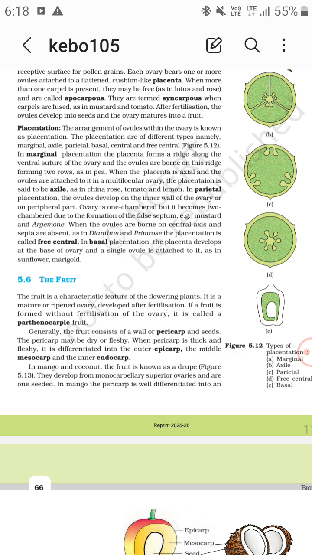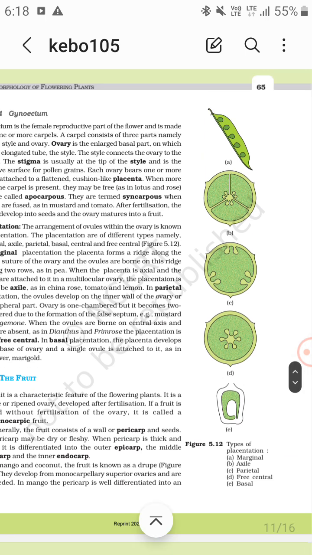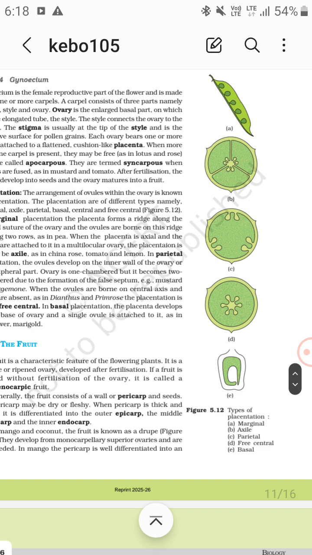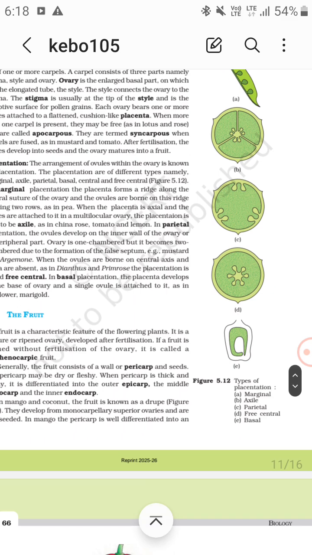Now basal placentation is when a single ovule is attached at the base of the ovary, as in sunflower and marigold. So these are, as you see: first marginal, second axial, third parietal, fourth free central, Dianthus and primrose, then parietal is Argemone and mustard, and basal is sunflower and marigold.